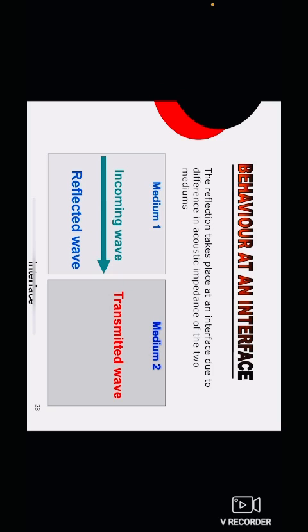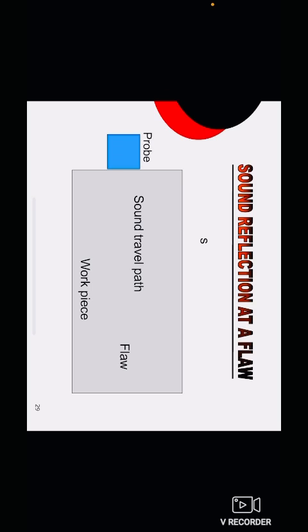Behavior at an interface. The reflection takes place at an interface due to the difference in acoustic impedance of the two mediums. In medium 1, the wave is incoming. At medium 2, the wave can be transmitted. It is a reflected wave. Sound reflection at a flaw. When a probe is attached to the object, the sound travels through the probe to the object, which can be called the sound travel path, and the flaw is in between in the workpiece.